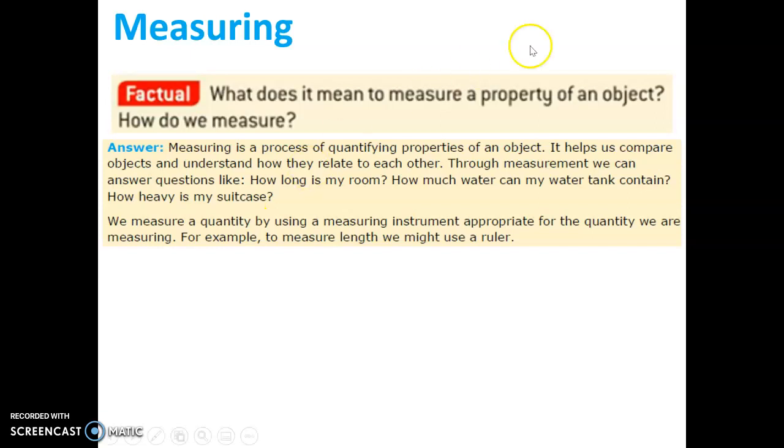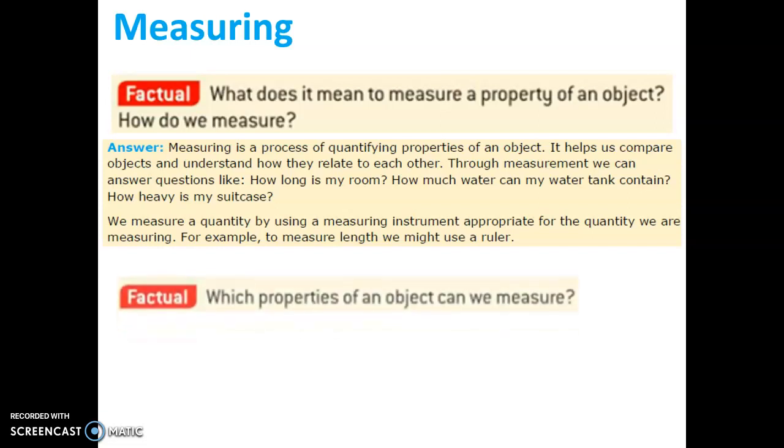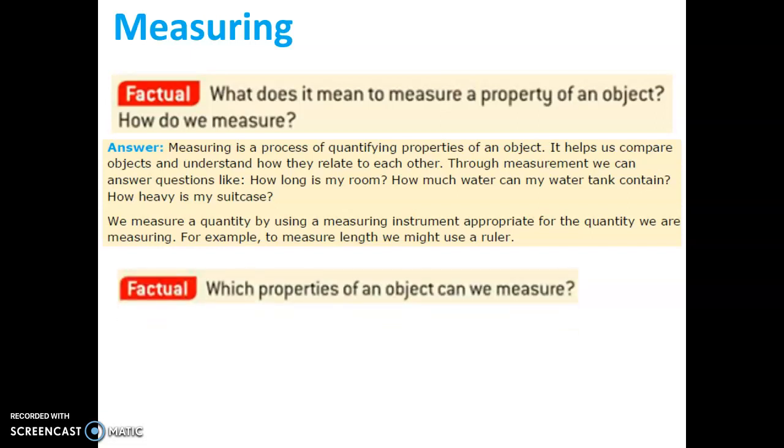We measure a quantity by using a measuring instrument appropriate for the quantity that we are measuring. For example, to measure length, we might use a ruler. Of course, this is one of the most simple measuring tools, and there are many others for all kinds of purposes. And a second question for you. Which properties of an object can we measure?